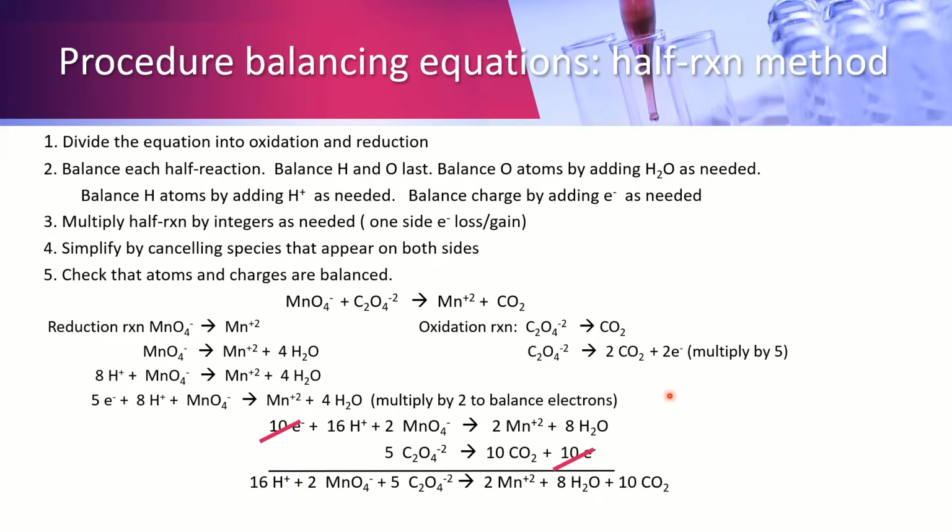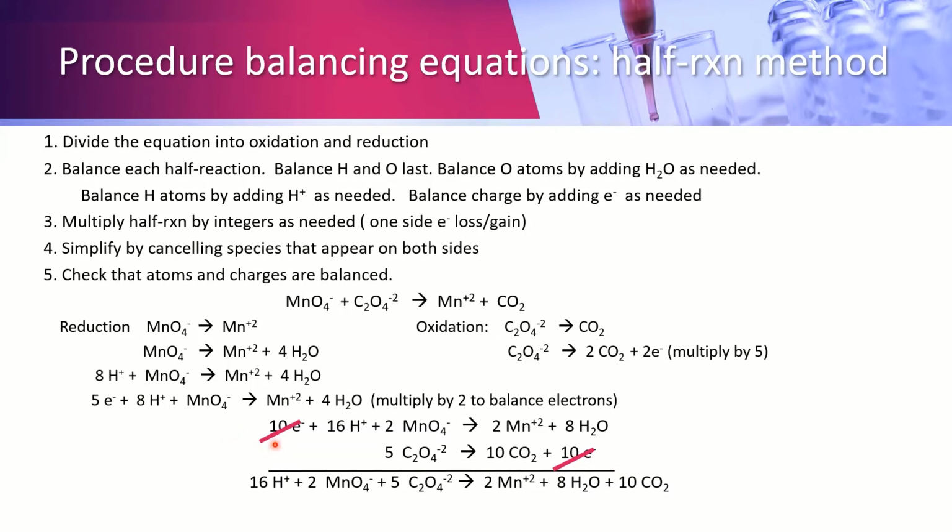Now you have a balanced reduction reaction and oxidation reaction. To cancel electrons, you have to multiply this whole equation by 5 and this one by 2. In multiplying this by 2, you have 10 electrons plus 16 H+ plus 2 permanganate ions to produce 2 Mn+2 plus 8 molecules of water. Multiplying this by 5, you have 5 oxalate ions to produce 10 molecules of CO2 plus 10 electrons.